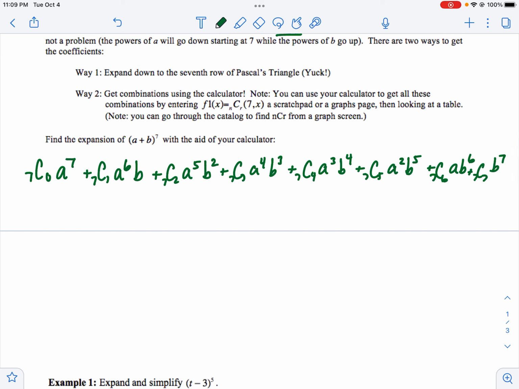So 7 choose 0 is 1. 7 choose 1 is 7. 7 choose 2 is, I think, 21. 7 choose 3 is 35. And then they just go right back down again.